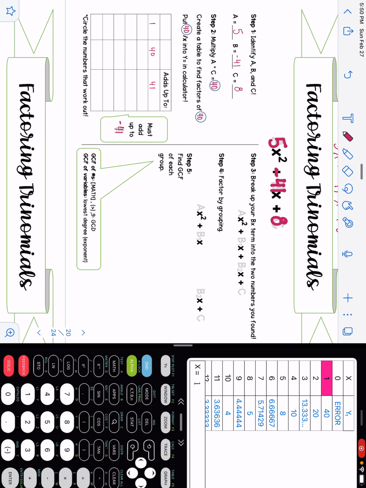I taught you guys a really, really neat trick to do that. If we get the opposite of what we want, all we have to do is change the sign of every single piece. So negative 1, negative 40 will give us negative 41. So this is what I want. Okay, your paper says to circle. I'm going to highlight. Step 3 is break up your BX terms.